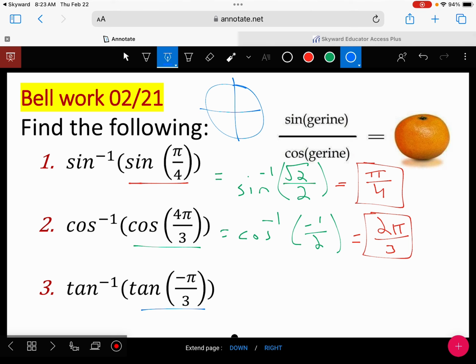Tangent of negative pi over 3. Well, we know positive pi over 3 is going to be right there on our unit circle. Negative pi over 3 is going to be the negative reflection of positive pi over 3. So negative pi over 3 is going to be right there. And that's one thing that you can always depend on with your negative radians. They're just going to be the negative reflection of the positive radian.